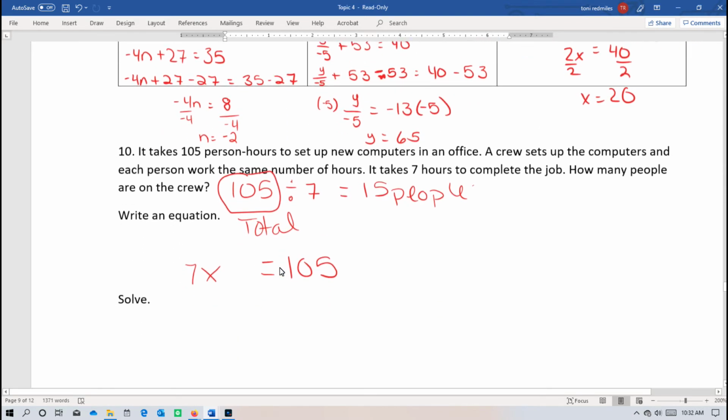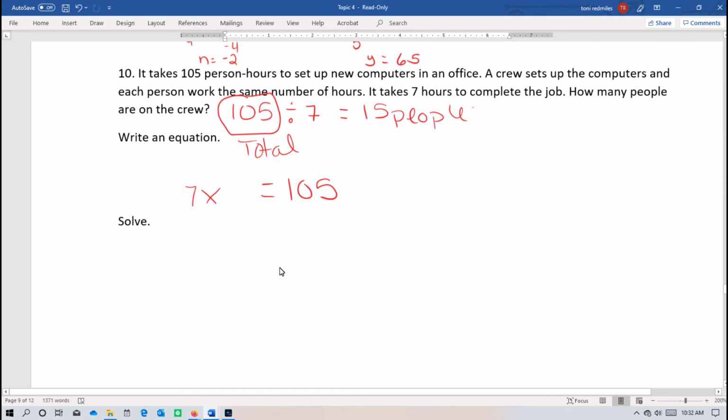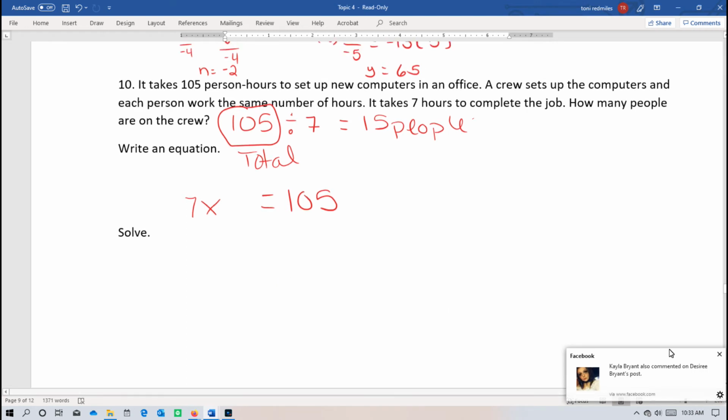All right. Last thing, we got to take care of question 10. It takes 110 person-hours to set up a new computer in an office. A crew sets up the computers, and each person works the same amount of hours. It takes 7 hours to complete the job. So obviously, if it takes the full crew 7 hours, they must have broke that up over the 105.